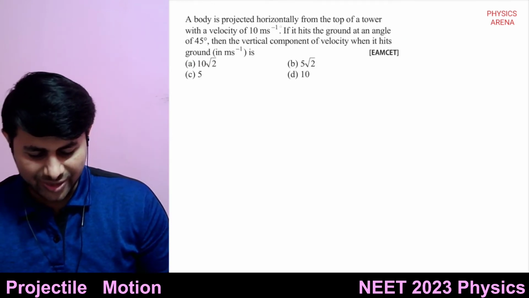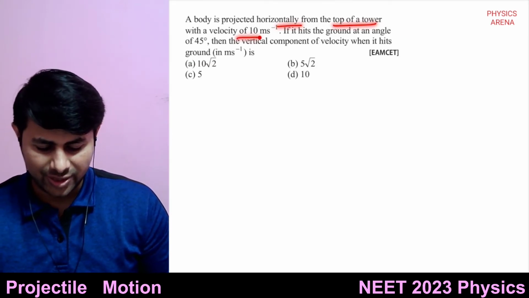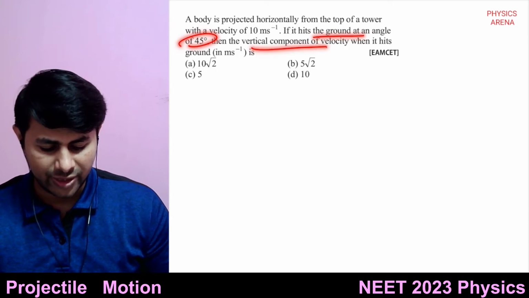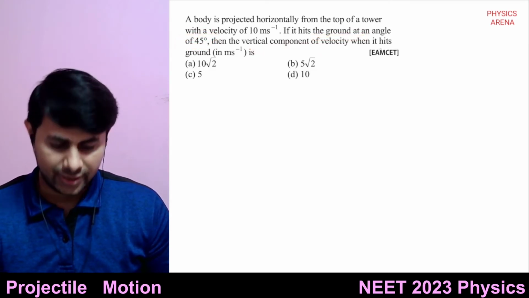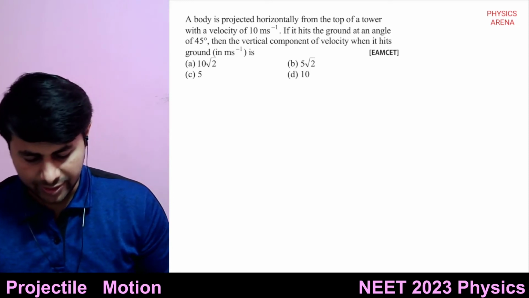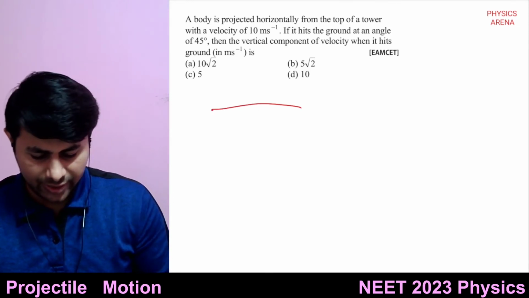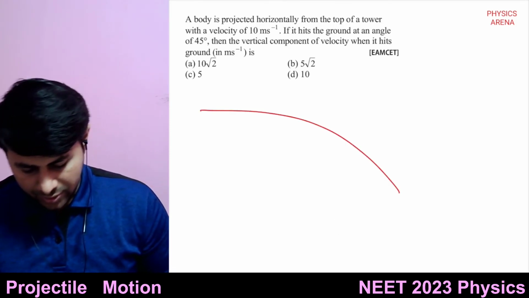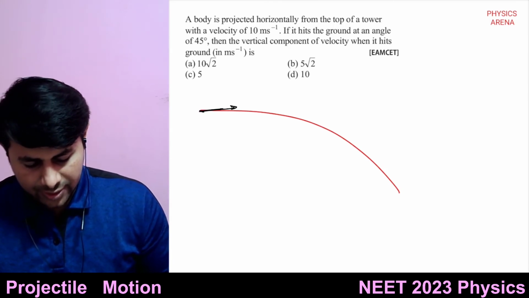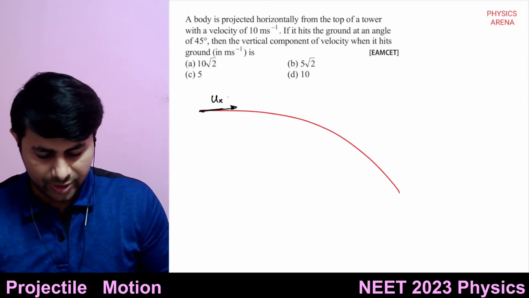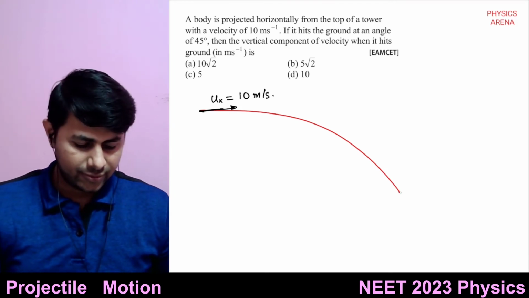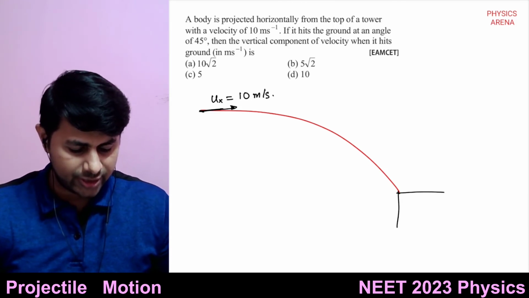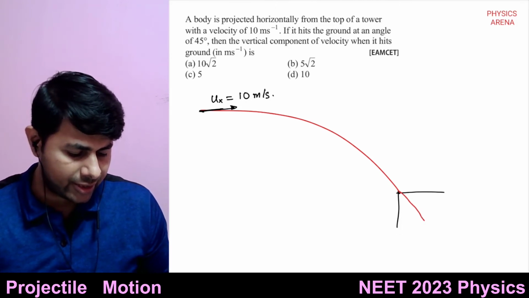A body is projected horizontally from the top of a tower with a velocity of 10 meters per second. If it hits the ground at an angle of 45 degrees, then the vertical component of velocity when it hits the ground is. This is extremely simple. See, it is projected horizontally like this, so it will follow this kind of path. Initially its velocity is just in the horizontal direction. This is ux, and ux is 10 meters per second. Now when it reaches the ground, tell me how much would be the horizontal velocity and how much the vertical velocity.